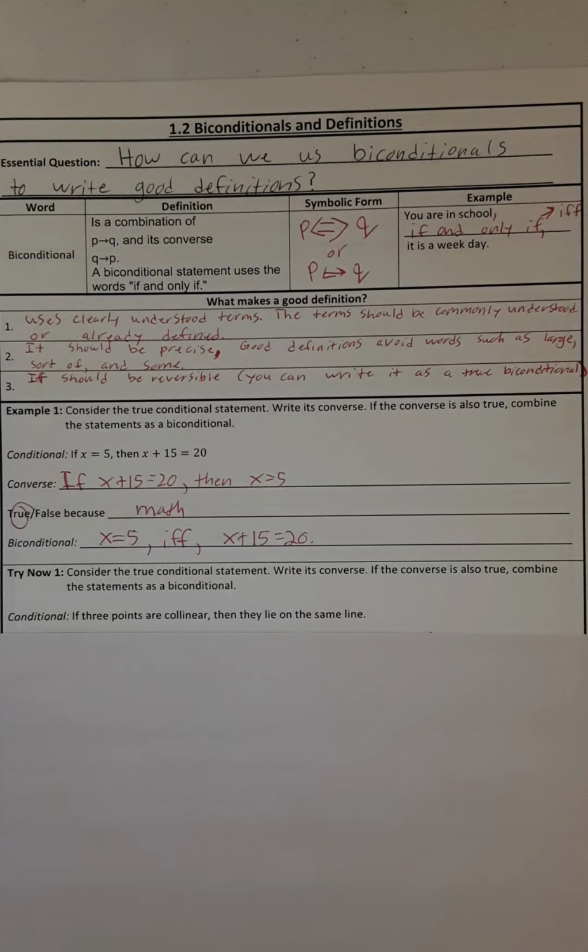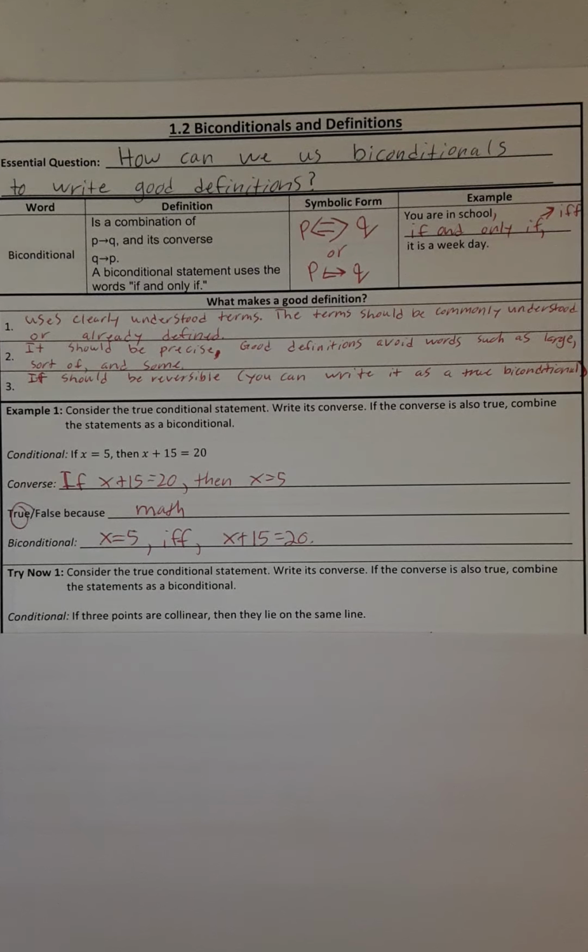Okay, let's talk about it. So the converse is, if 3 points lie on the same line. Notice I kept the 3 points at the beginning, even though I switched the hypothesis and the conclusion. If 3 points lie on the same line, then they are collinear. That's true by the definition of collinear, and the biconditional would be: 3 points are collinear if and only if they lie on the same line.